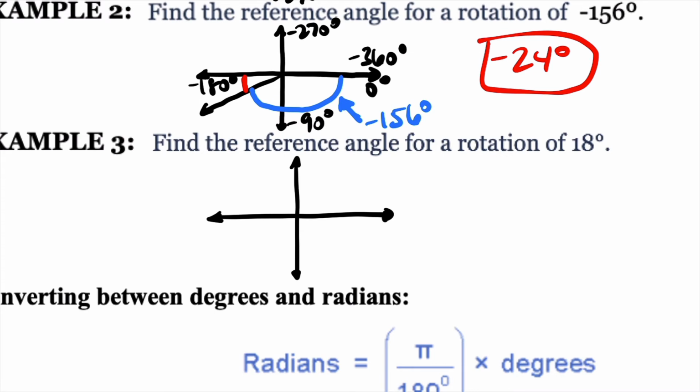So this one is positive. It's going to start up, and it doesn't even make it to 90. It barely goes up anything. It's a small angle. It goes up and it stops right about there. It's closer to 0 than it is to 90. That's 18 right here.